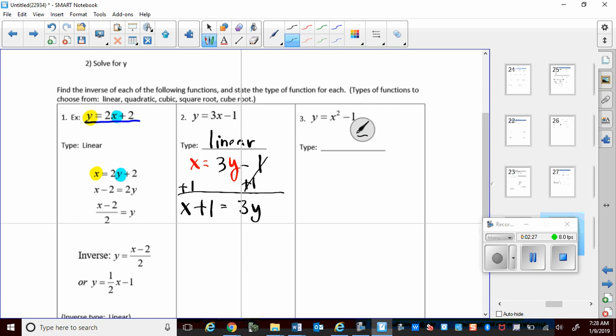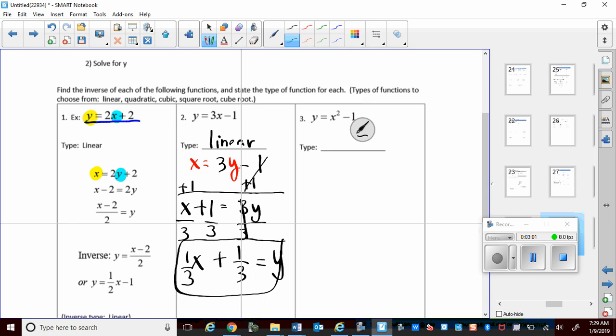1 minus 1 is just 0, so it goes away. And then to get y completely by itself, we divide by the coefficient, which is 3. You can divide both terms by 3. From left to right, you have 1 over 3 times x plus 1 over 3 equals, this cancels, y. And this is how you find the inverse. So the 2 steps that we followed, we exchanged x and y, and then we solve for y.